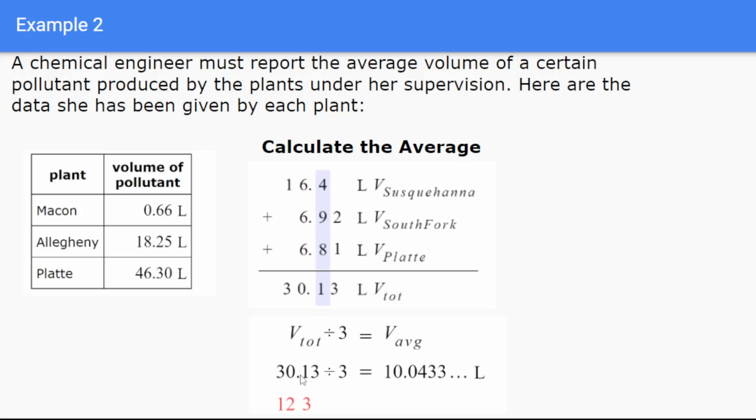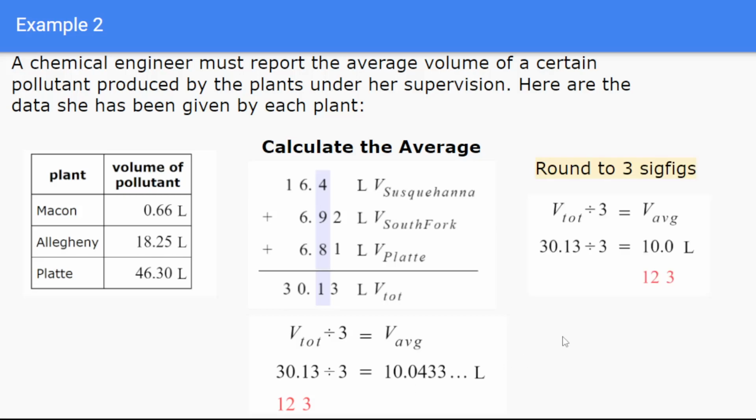So then when we divide by 3, we're only going to use 3 sig figs. So we round our answer to 3 sig figs. Okay, hopefully that helps.